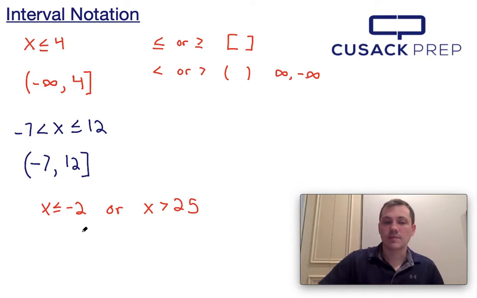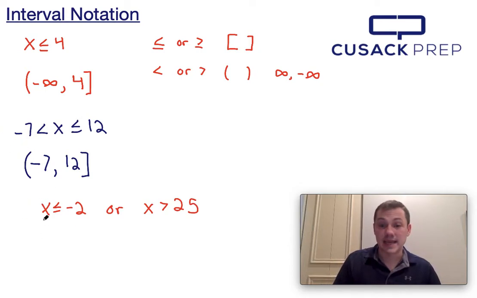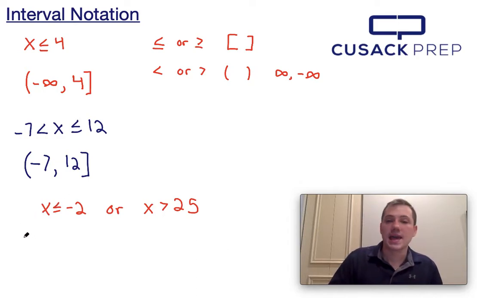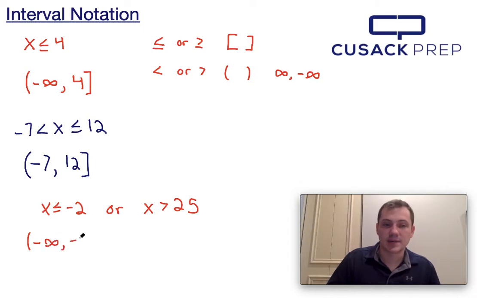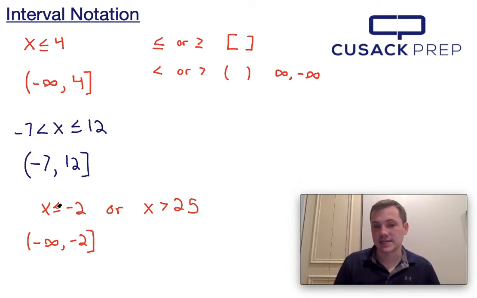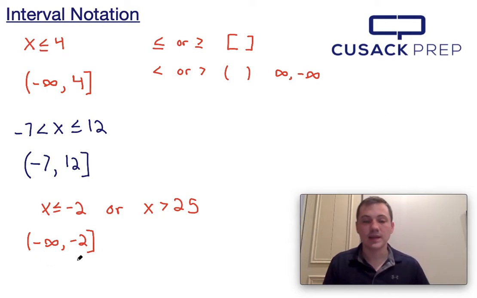So I'm going to start by describing -2 because that's the lower value, the less than sign. And what I'm going to do is I'm going to put -infinity next to the parentheses, comma, and then a -2 with a bracket. Once again, the bracket is there because this is less than or equal to. Because it's less than or equal to -2, it goes all the way down to -infinity, and we start with our low number on the left side and our high number on the right side.